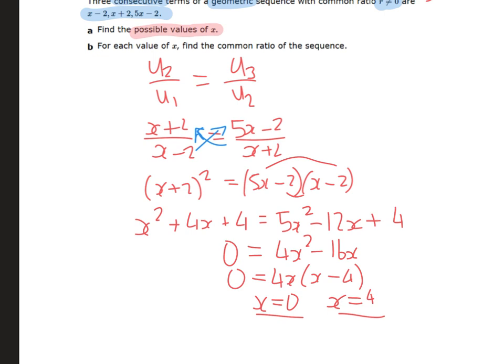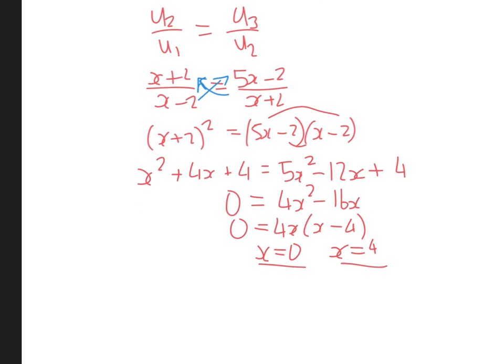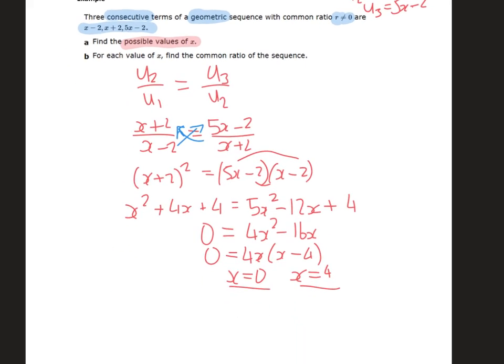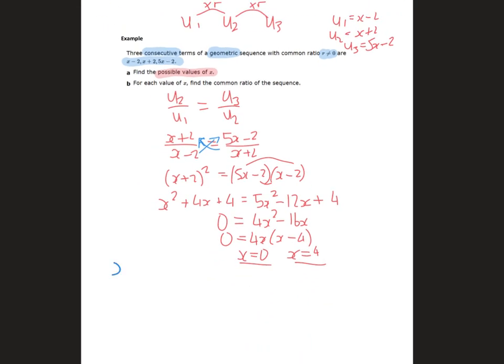For each value of x, find the common ratio of the sequence. Well, if it was 0, let's look at what would happen. So if x was 0, I'll get minus 2, 2, minus 2. Just sub in 0 into x minus 2, x plus 2, 5x minus 2. So for that one, common ratio would be minus 1. And if x was 4, I will get 4 take away 2 is 2, 4 add 2 is 6, 5 times 4 take away 2 is 18.